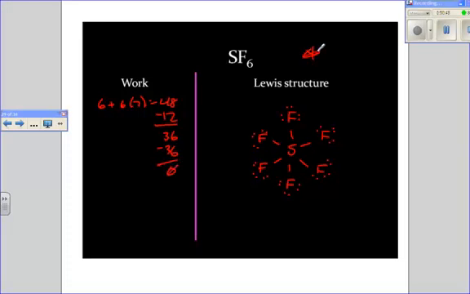That works out sort of nice. Anytime you see a multiple of 6, I would say you're in pretty good shape. This one's definitely expanded again. I knew that ahead of time because it was F6, which means I need to have 12 things around sulfur. Sulfur's okay. It's an energy level 3, so I'm good there.